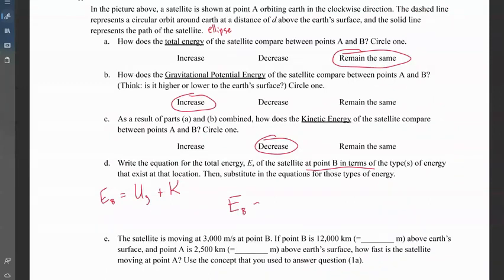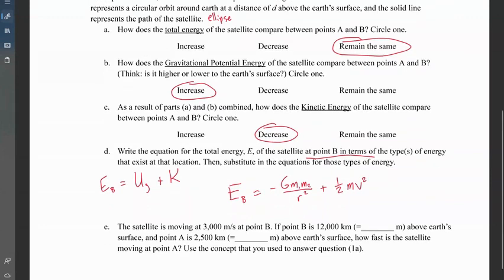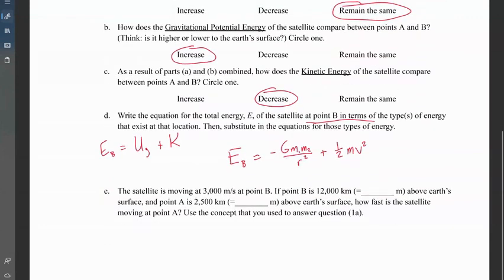So the energy at B, gravitational potential energy, this is for something in space, negative capital G, mass 1, mass 2 over r squared. Remember, this capital G is that constant, the same constant that's in the equation for the force of gravity in space. And then plus kinetic energy, 1/2 mv squared. Okay, so there's the types of energy, and we substituted in for what we could.